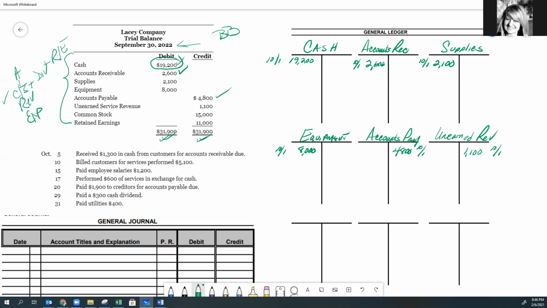Okay, so we have unearned revenue, and then common stock. So we're into our owner's equity accounts. We have our common stock. That has a beginning balance of 15,000. Let's put that 10-1. We have our retained earnings account.